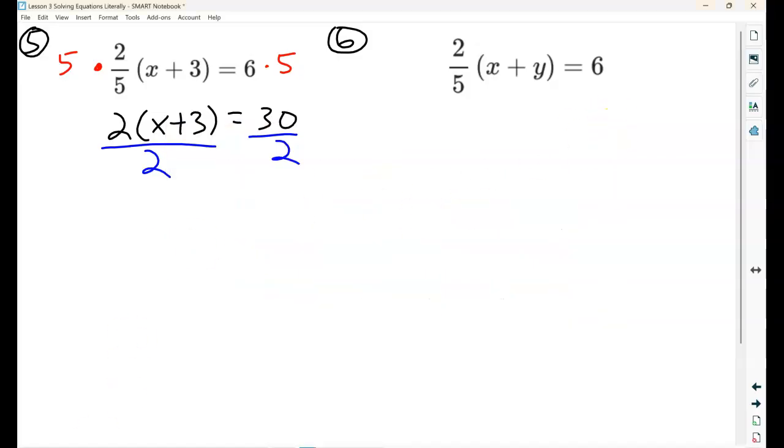Alright, the 2's cancel out. On the right side, we got 15. On the left side, we got x plus 3. And now we're just going to subtract the 3 on both sides. And x is equal to 12.